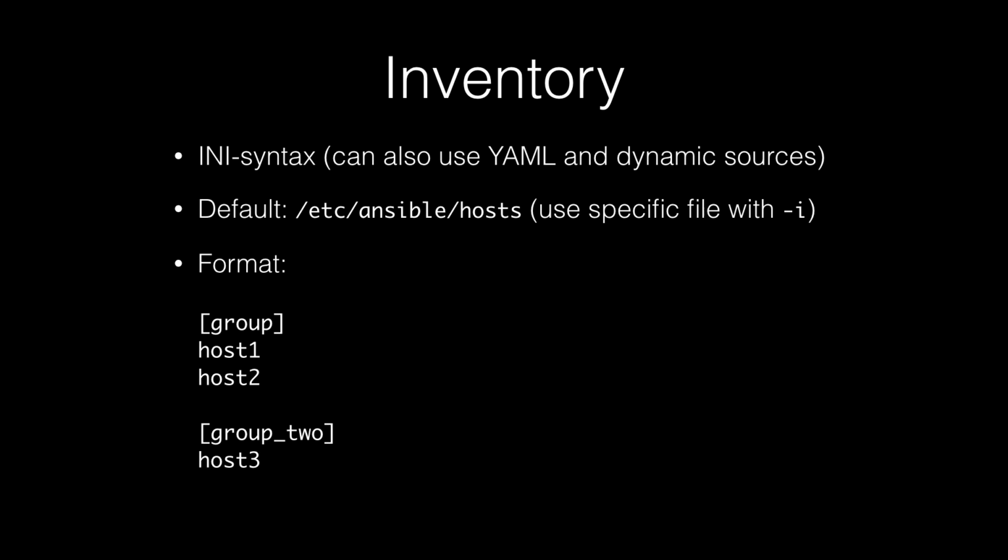The format for an inventory file is pretty simple. You just have a group name in brackets and then the hosts in that group. And these hosts can be DNS names, they can also be IP addresses, whatever you prefer. As long as your computer can see the hosts, Ansible will put them in the group and connect to them.